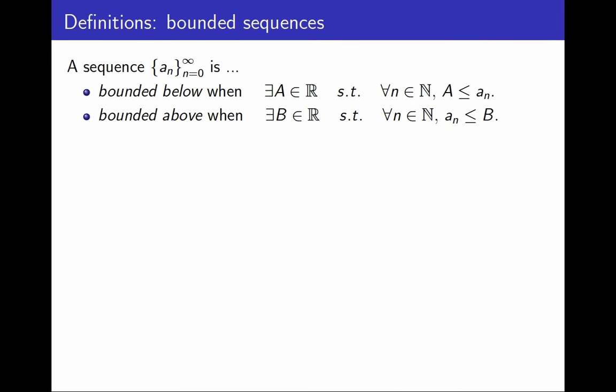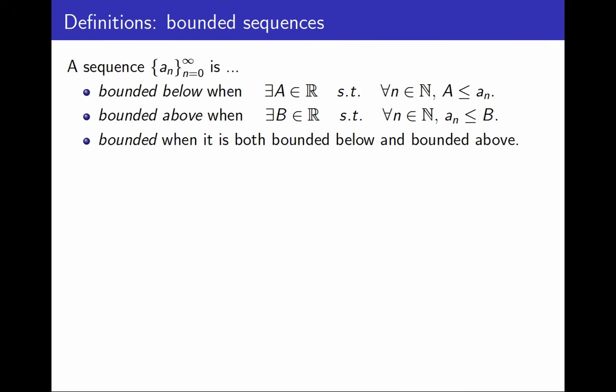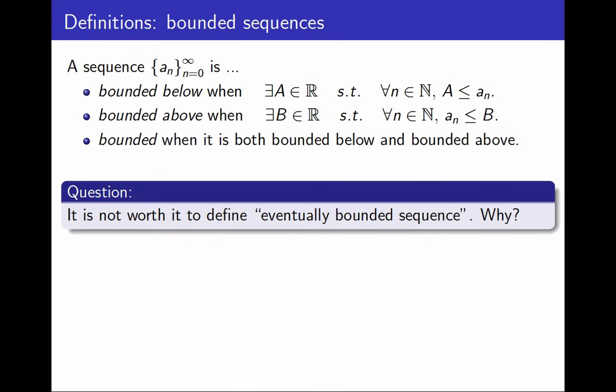And I say that the sequence is bounded when it is both bounded below and bounded above. That's it. Important observation. It is not worth it to define eventually bounded. Nobody uses this concept. Can you see why?